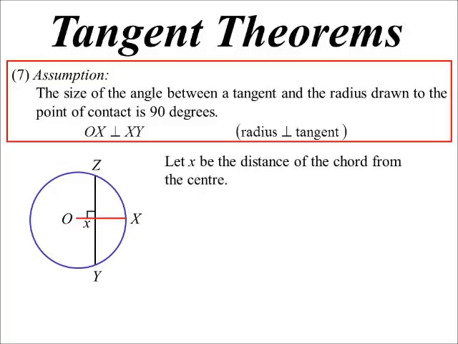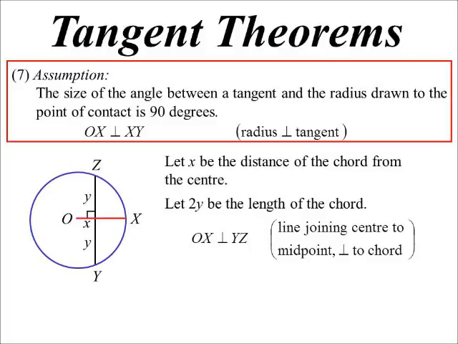Now, here's how I'm going to, I don't really want to call it a proof, because it's not a proof as such. It's a way of thinking about it that makes it clear why it's true. So I'm going to draw in a chord that's perpendicular to the radius, and the distance there is x from the centre. Now we know the perpendicular from the centre will always bisect the chord. So I'm going to call the length of the chord 2y, so there's y either side of that midpoint.